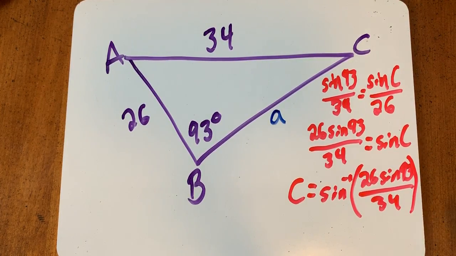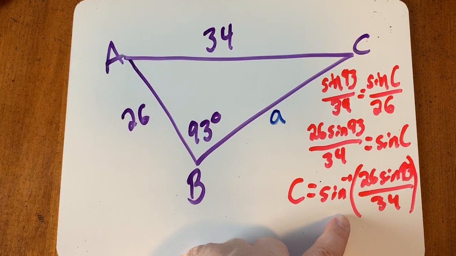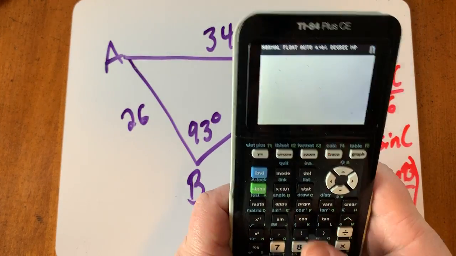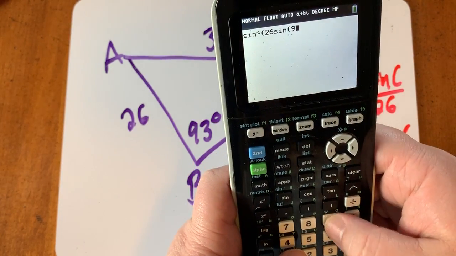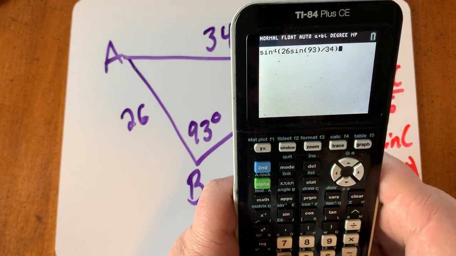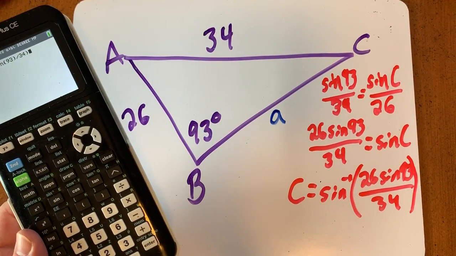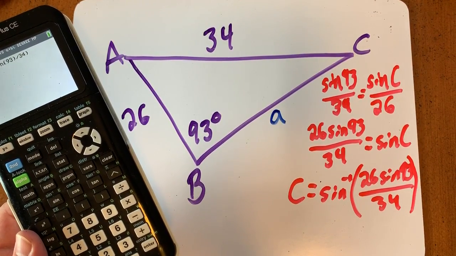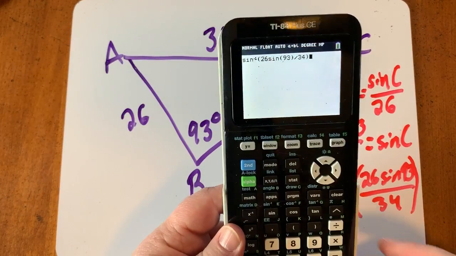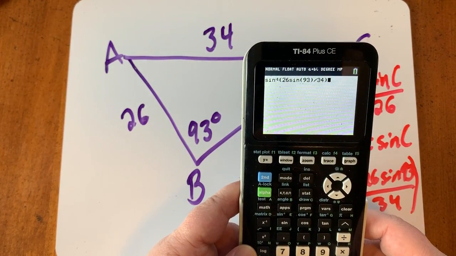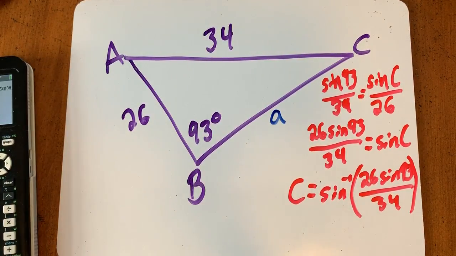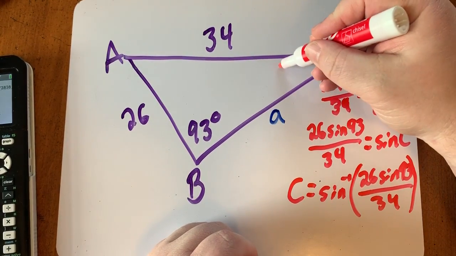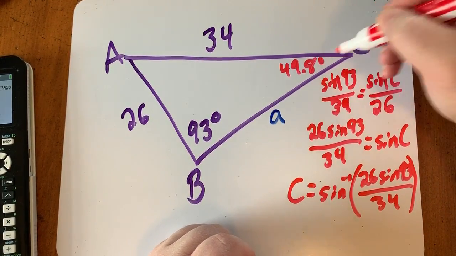All right, and that's where we use our calculator. This is the exact value. Not expecting you guys to write your answer like that. We can just use our calculator. So sine inverse of 26 sine of 93 divided by 34. You could have simplified the 26 over 34 to 13 over 17, but really we're just using our calculator anyway. So approximate, and we get 49.8.